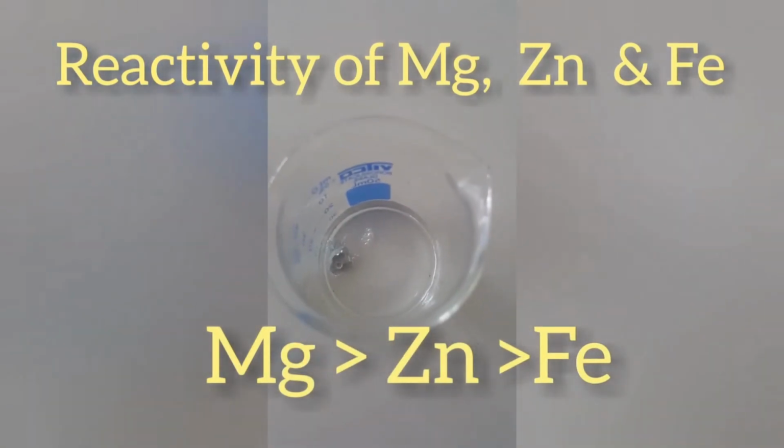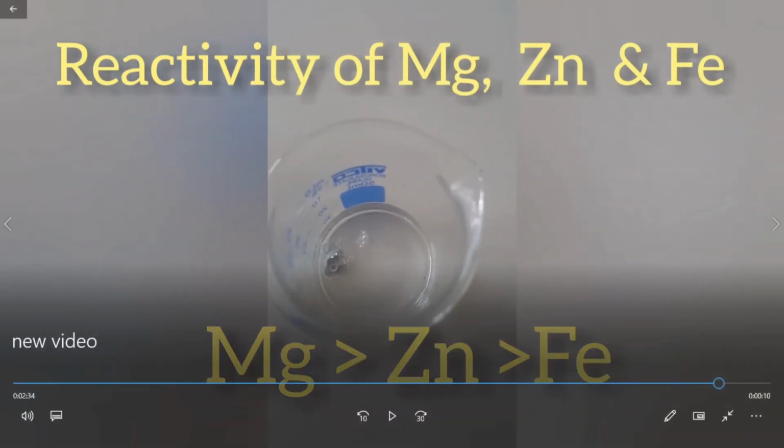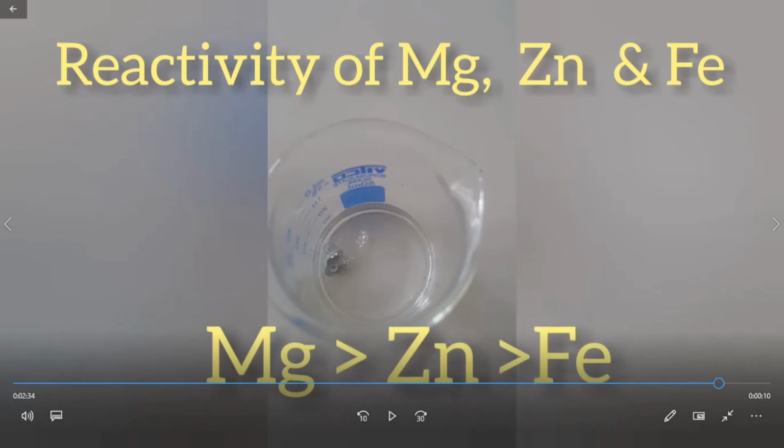So when you compare the reactivity of magnesium, zinc and iron, we can say magnesium is more reactive than zinc, which in turn is more reactive than iron. So magnesium is the most reactive metal compared to zinc and iron. And then comes the place of zinc. Zinc is more reactive than iron. So iron is the least reactive metal compared to magnesium and zinc. So this is the order of reactivity of magnesium, zinc and iron.